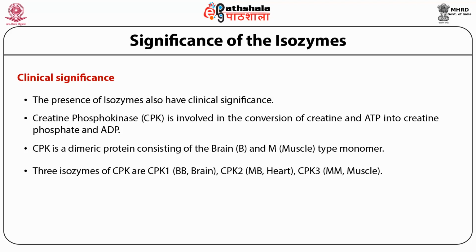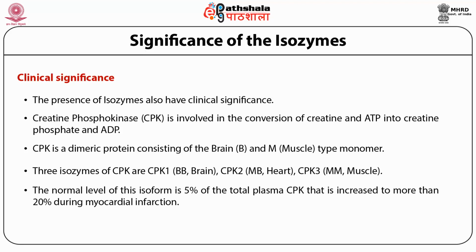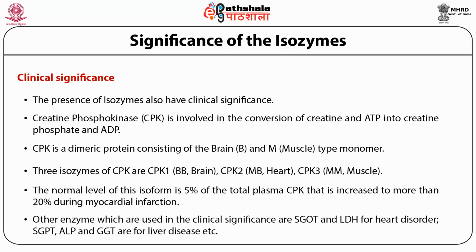So, as you see here, CPK2 is present in the heart. If the normal level of CPK2 increases in the blood, it shows that there is some problem in the heart. The normal level of this isoform is 5% of total plasma CPK, and that is increased up to 20% under myocardial infarction.